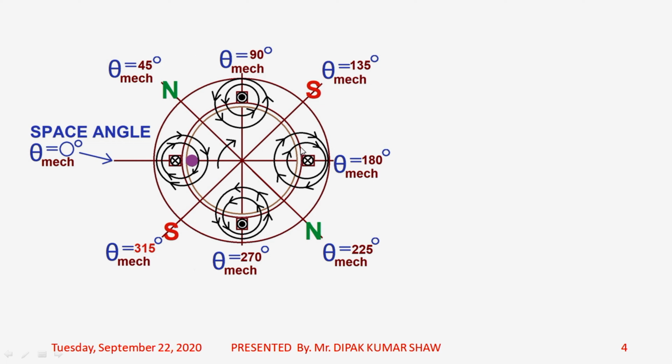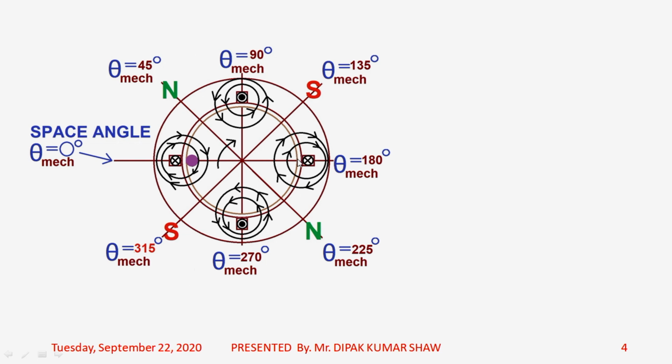you will find that one cycle of flux distribution has completed. What I am saying is that if you move from theta equal to 0 degree to 180 degree, you will find that one complete cycle of flux density distribution has been completed.